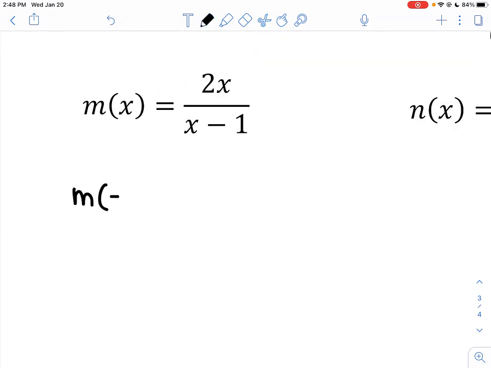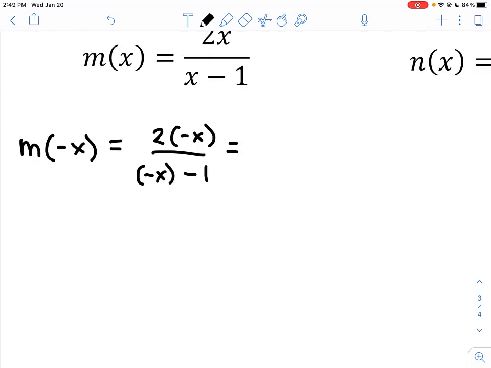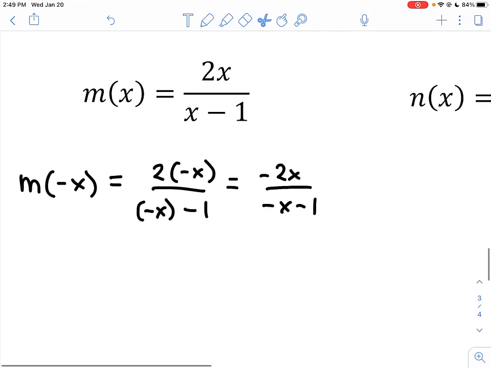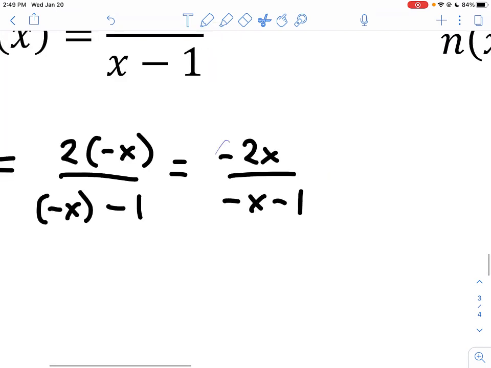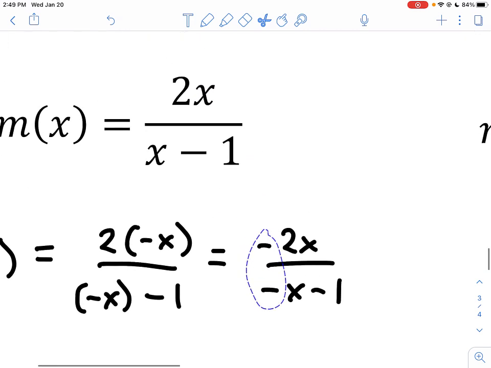determine. Let's do m of negative x. Let me rewrite this as negative 2x over just negative x minus 1. Okay, so our first assessment, is this the same thing as that? Well, currently they don't look the same at all. Now, it is very tempting to cancel these two negatives, and when I cancel those two negatives, then they do look alike. So maybe this is the same as the original.